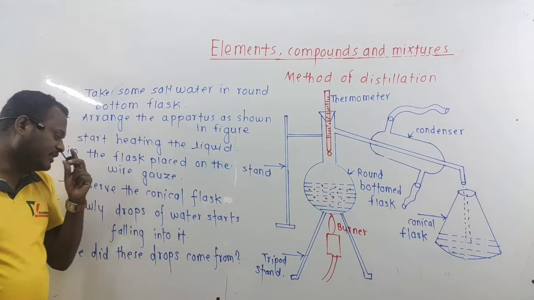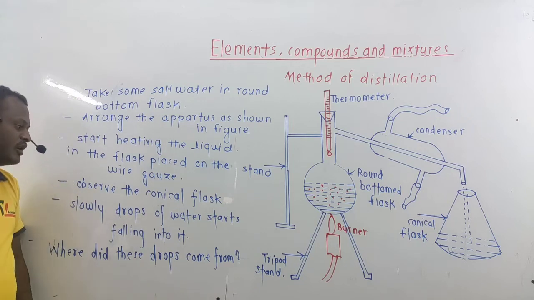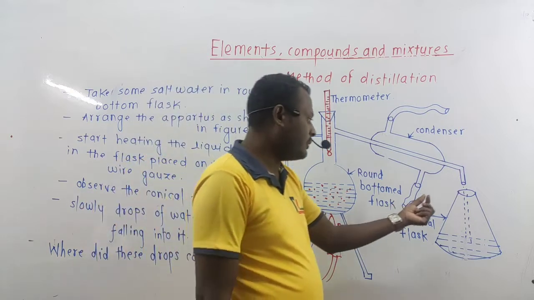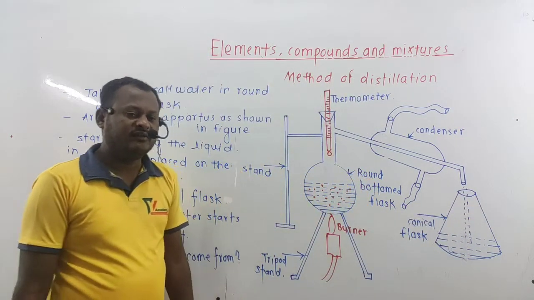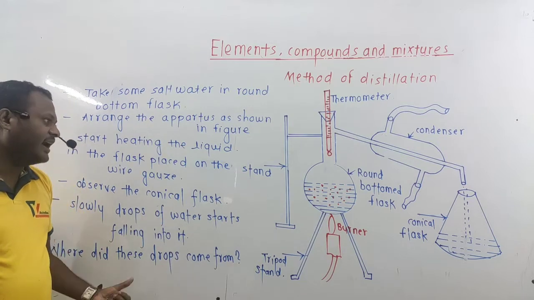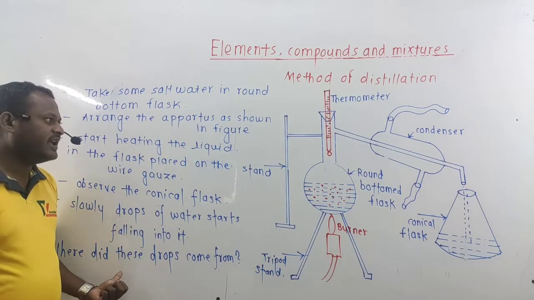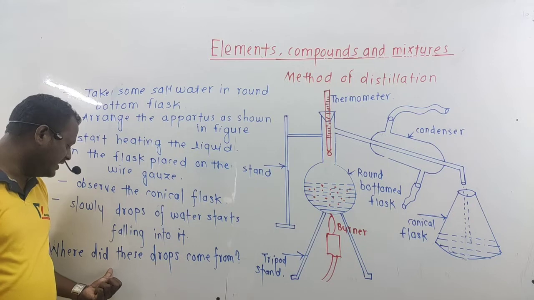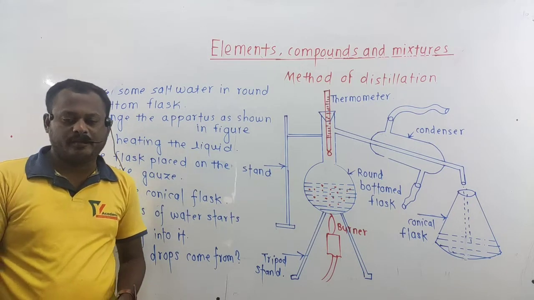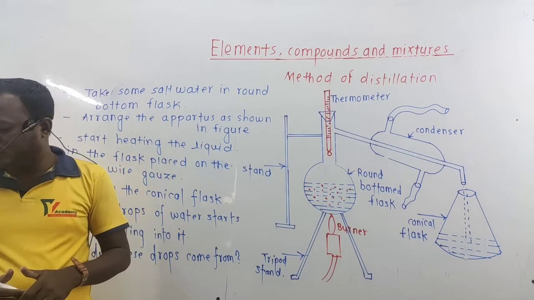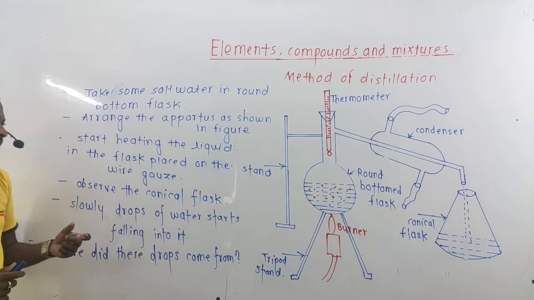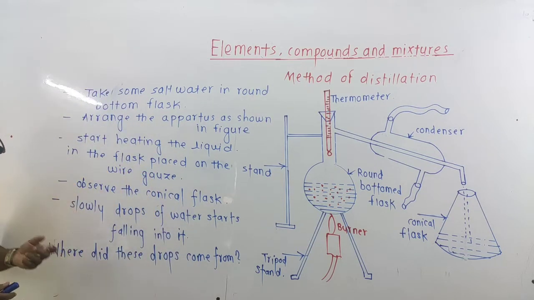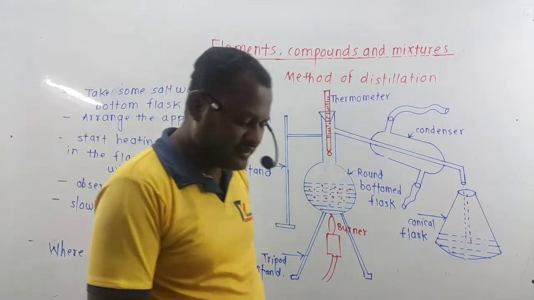आणि आपल्याला असं दिसून येईल की slowly drops of water start falling into it. आणि स्लोली ड्रॉप्स ऑफ वॉटर या ठिकाणी फॉल होतील कोनिकल फ्लास्क मध्ये. आणि या ठिकाणी क्वेश्चन आहे, तर where did these drops come from. तर हे जे ड्रॉप्स आहेत ते कुठून येतात. ठीक आहे. तर ह्याचा आन्सर आपण पाहूया. बिफोर दॅट राईट डाऊन दीज थिंग्स, देन वी विल डिस्कस अदर थिंग्स.